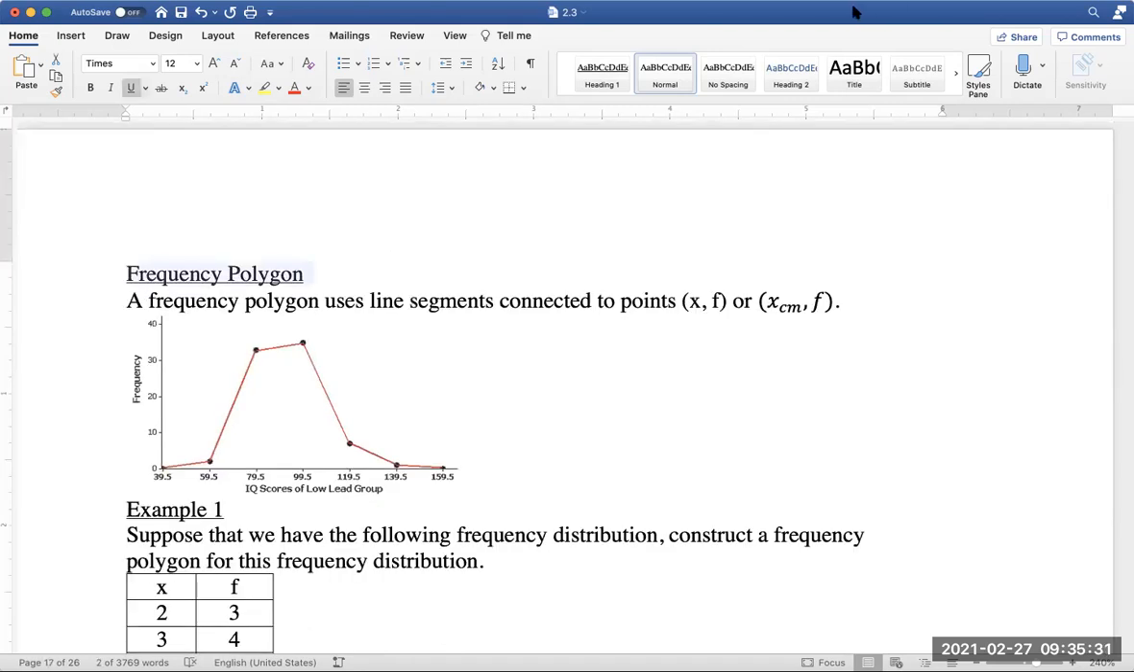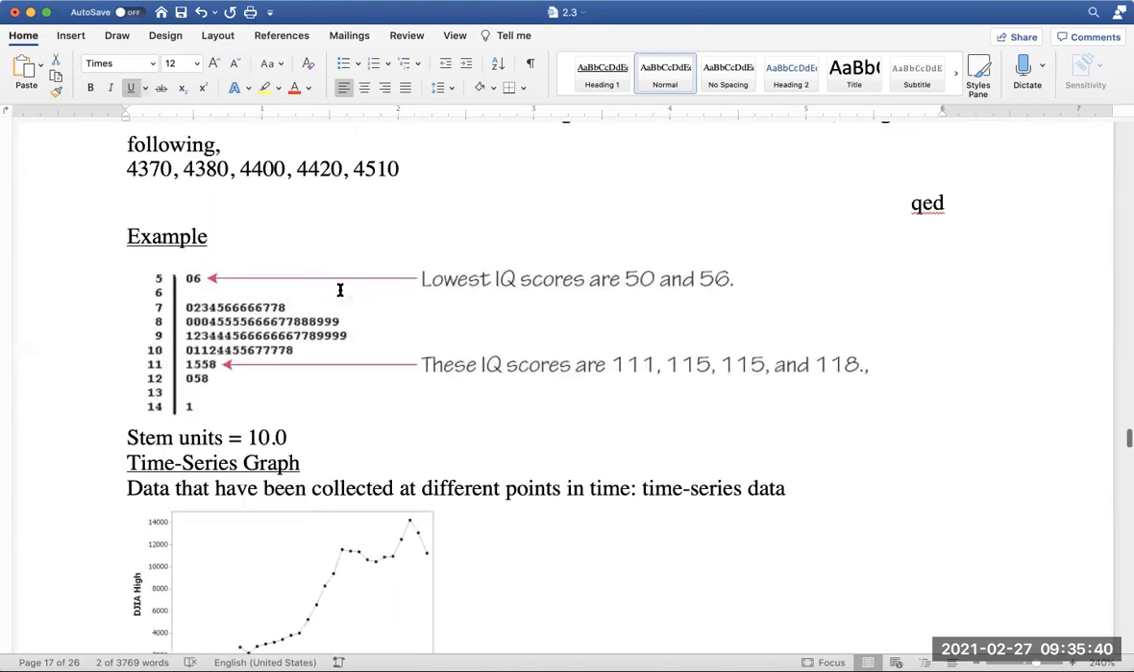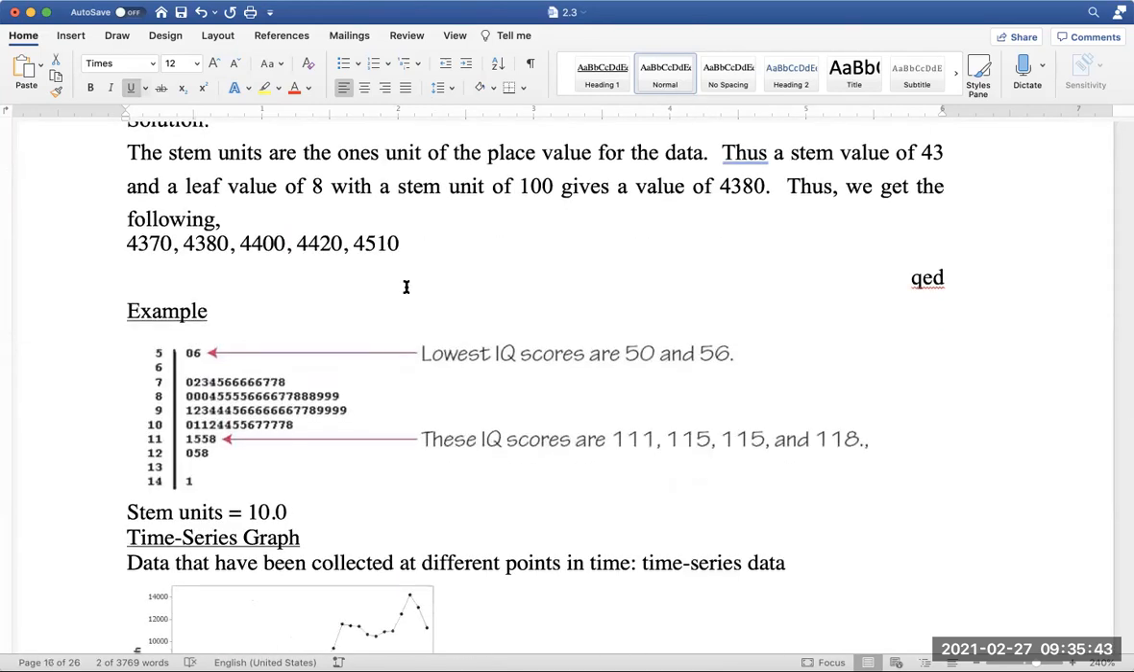Frequency polygons. Oh, I didn't notice that, stem units. Okay, sorry about that. So how do I get the stem units?